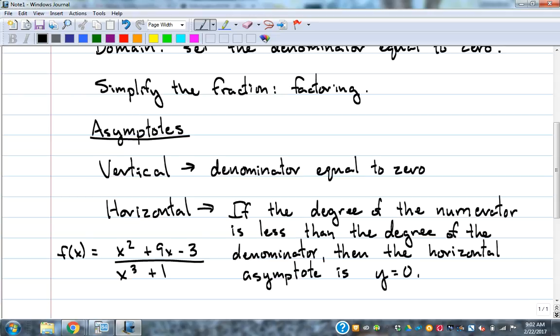The degree of the numerator is what? 2. What's the degree of the denominator? 3. The top is smaller than the bottom. That automatically makes the horizontal asymptote y equals 0 every time. That's what's happening. Okay. Important thing to know, remember.